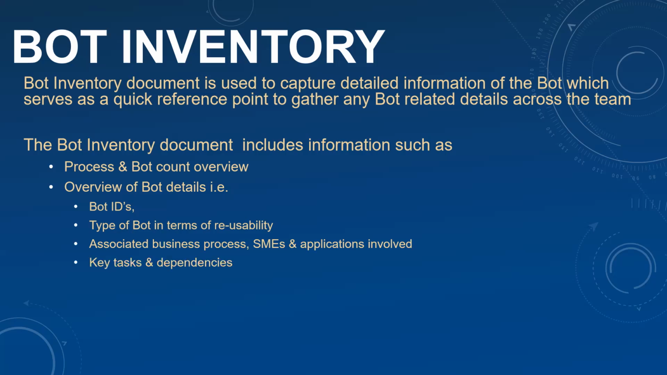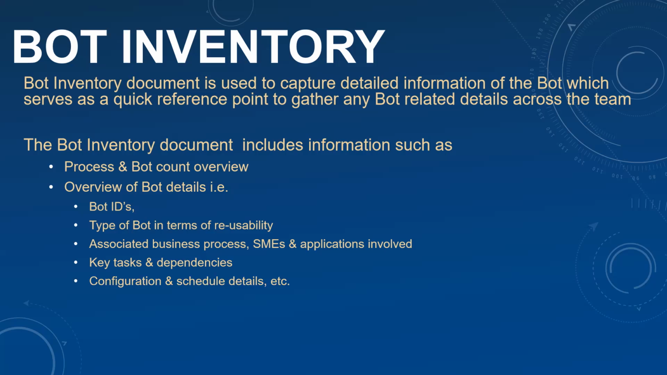The other information captured are the key tasks and the dependencies related to it. But again, this is at a very high level. It is not a detailed one which is to be captured in this bot inventory document. Those details can be referred to in the previous documents which we have discussed in the bot deployment documents. But in this bot inventory document, we just need to capture it at a very high level for reference sake.